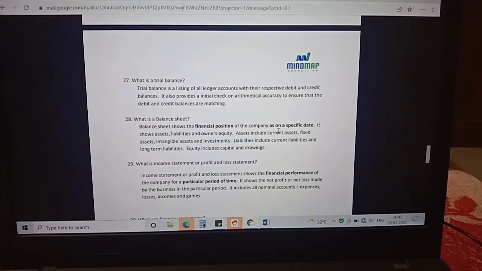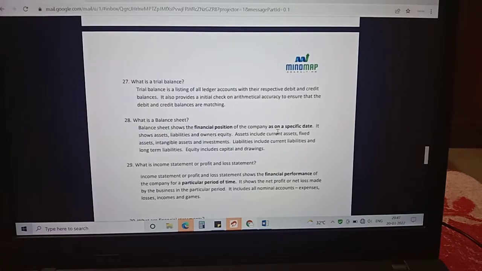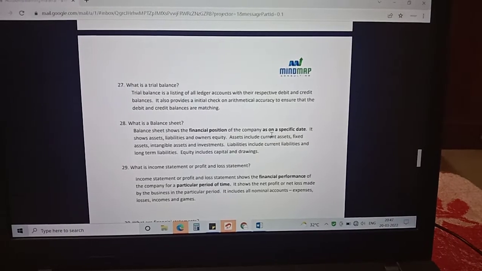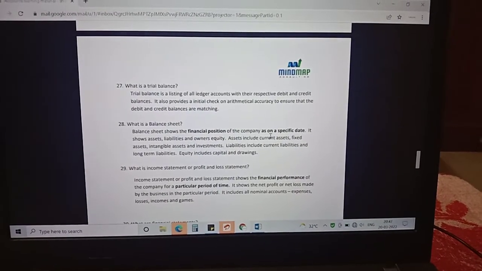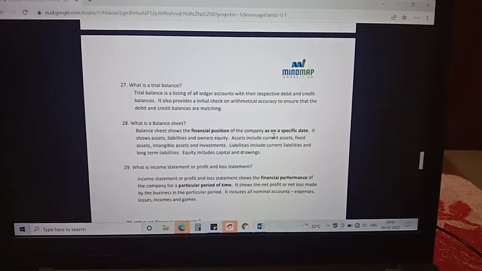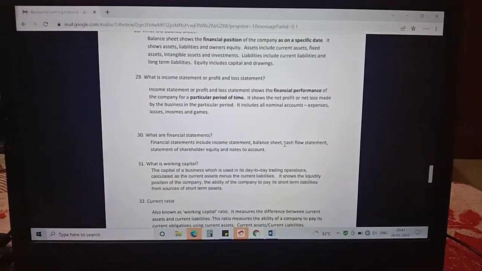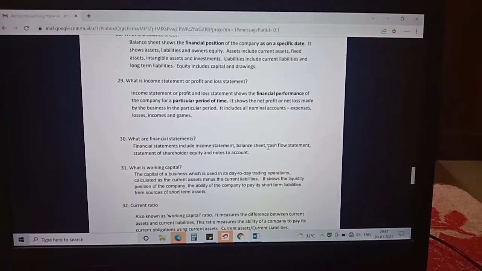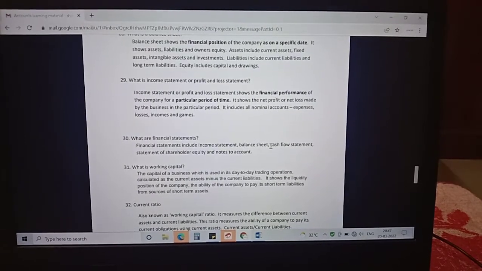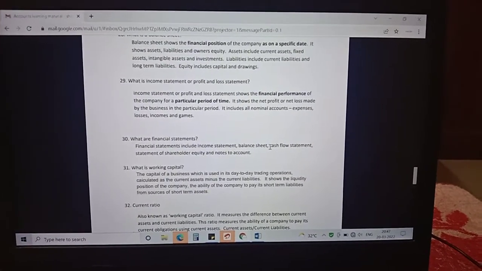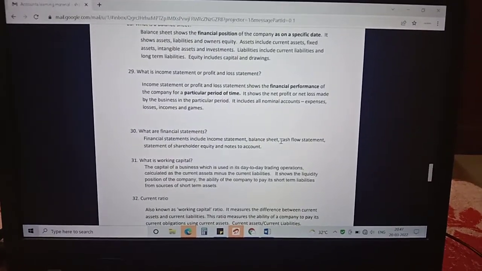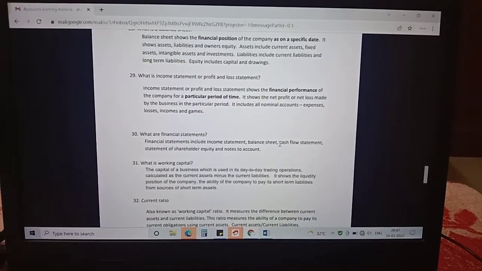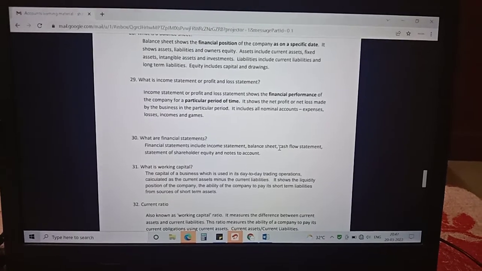And the next question is, what is income statement or profit and loss statement? Both. So income statement shows the financial performance of the company for a particular period of time. It shows the net profit or net loss made by the business in the particular period. It includes all nominal account expenses, losses, income, and gain. I think it's gain. Maybe by mistake they have mentioned gains. And what are financial statements? Financial statements include income statement, balance sheet, cash flow statement, statement of shareholder equity, and notes to the account.